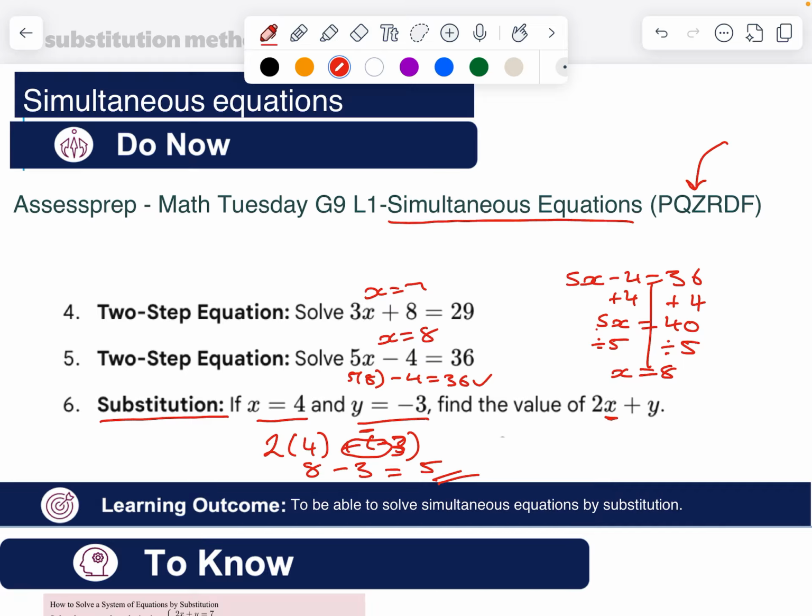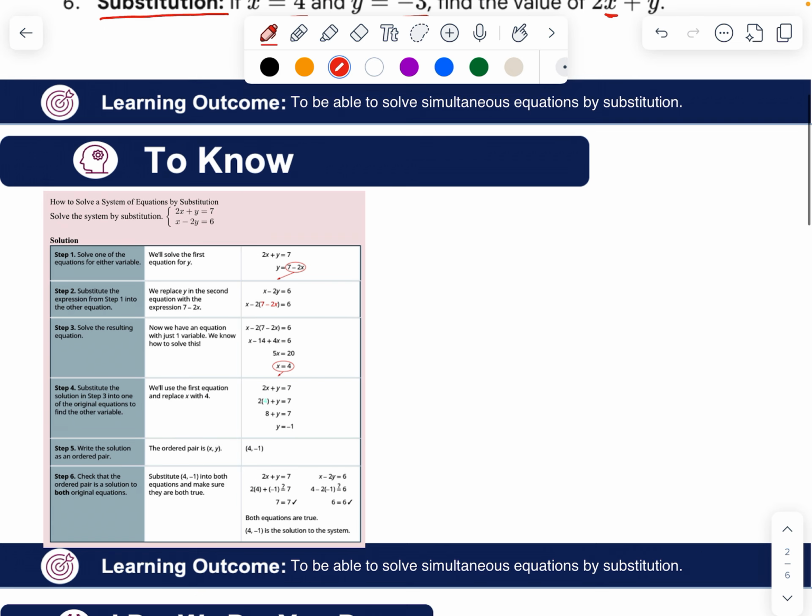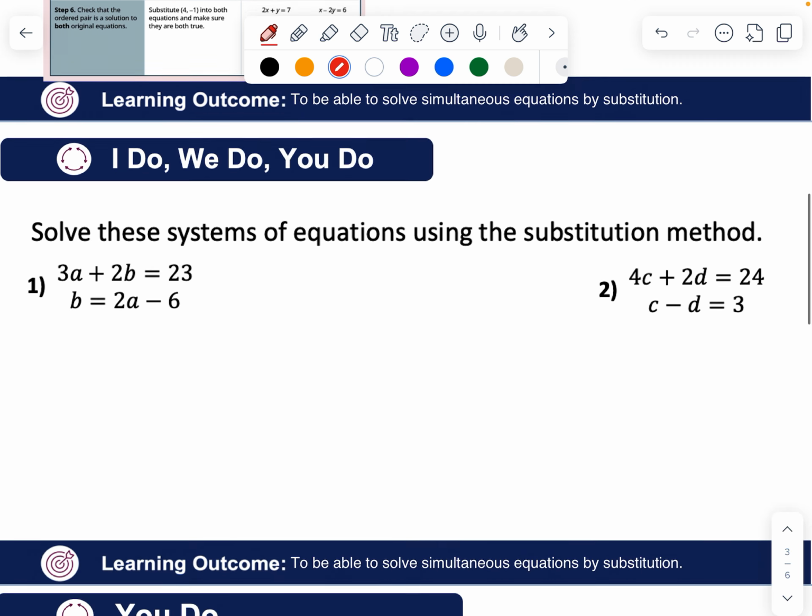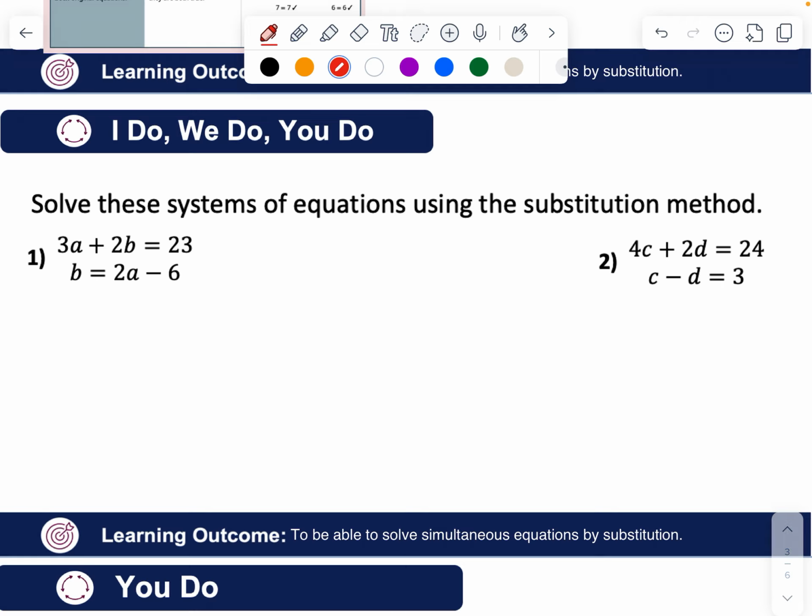Right, what we're going to move on to now is just what we're going to do in today's lesson. So simultaneous equations, hopefully you've seen this before. If not, it's okay because we're going to start right from the beginning. On this to know, this is just a nice step-by-step guide of how to substitute if you prefer to read the instructions. But what I'm going to do is we are going to go into these two questions here.